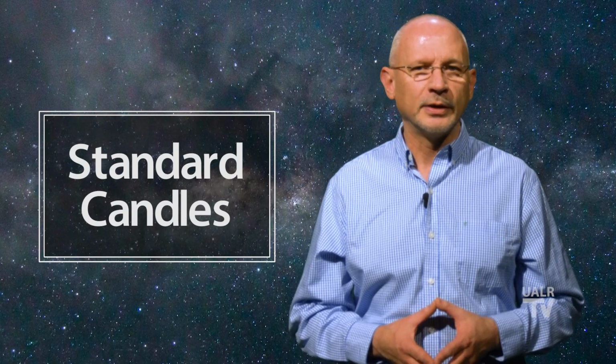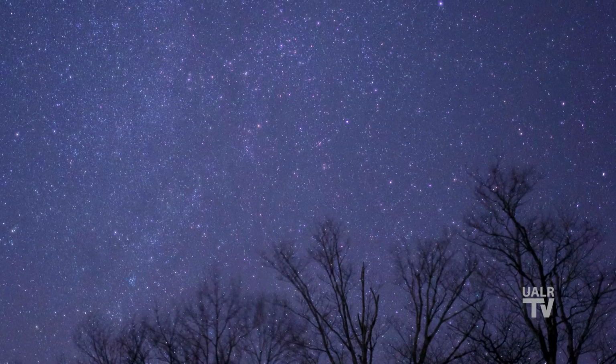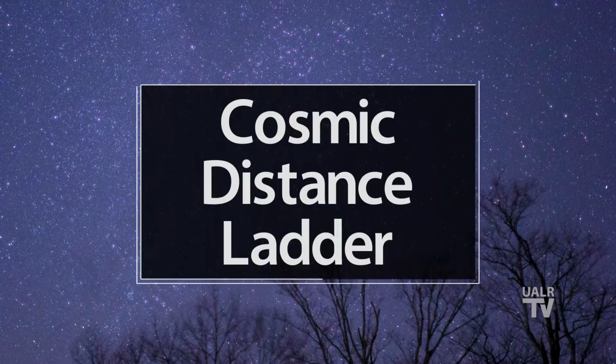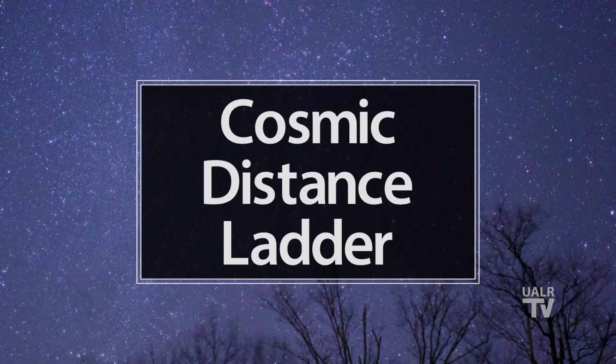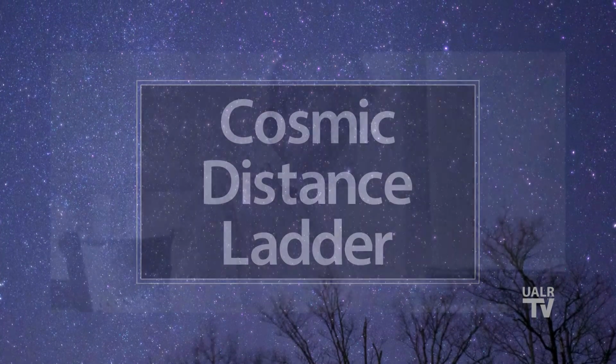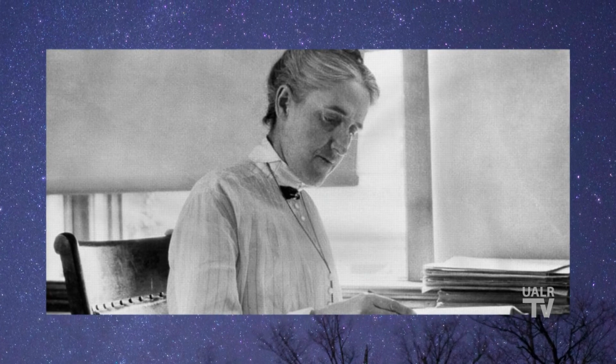Since her day, there have been other standard candles discovered. Some are other types of variable stars, and even a certain type of supernova. All of them have known absolute magnitudes of brightness, and by measuring their apparent brightness, astronomers can then calculate their distances. Collectively, these standard candles form what's known as the cosmic distance ladder, and they have allowed us to measure distances out to billions of light years. But we wouldn't have been able to have gone so far if it were not for Henrietta Swan Leavitt.